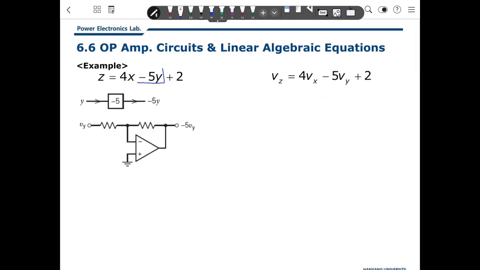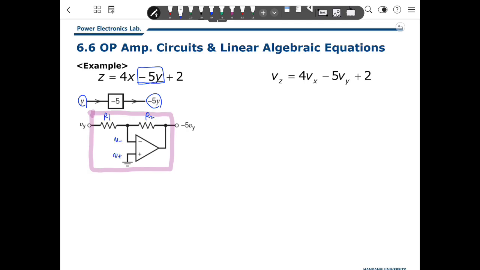The next is we implement -5y. We have y and make a -5y. So to do that, we can do this. This is an inverting amplifier circuit here. So we choose R1 and R2.